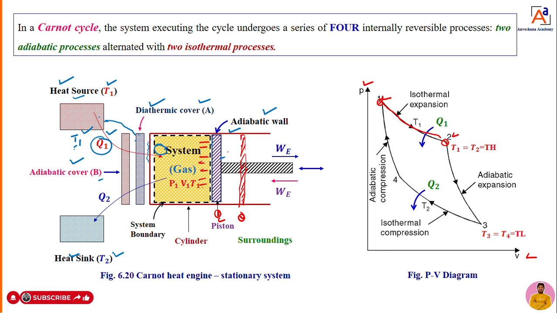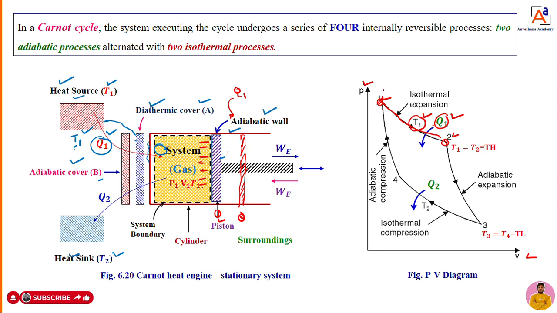So from point 1 to 2, what you have done is supply constant heat. That heat supplied is represented as Q1. From point 1 to 2, with the help of the diathermic wall and heat source, you supplied the heat. That heat supplied is represented as Q1. At what temperature have you supplied the heat? At constant temperature. That constant temperature is represented as T1.